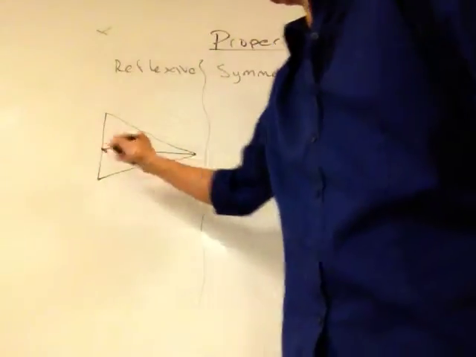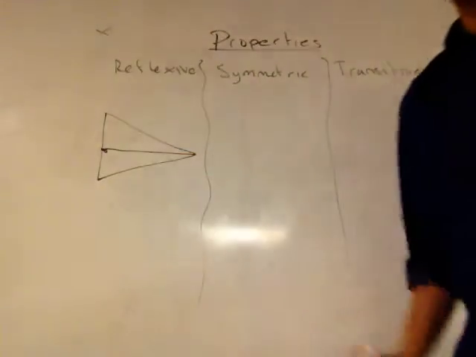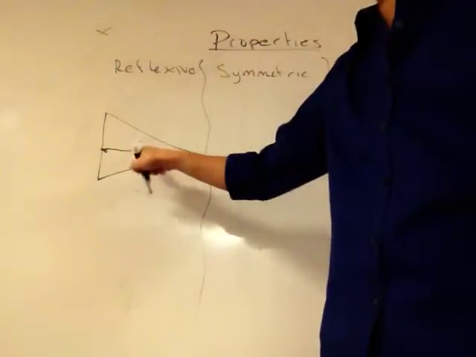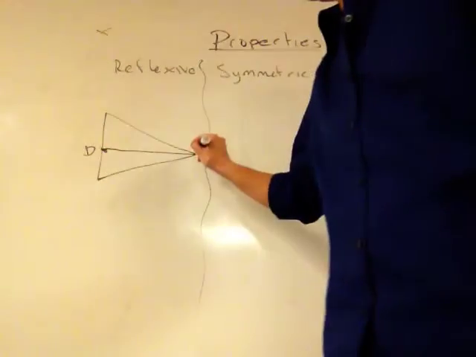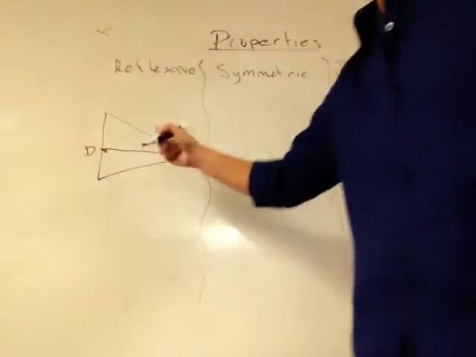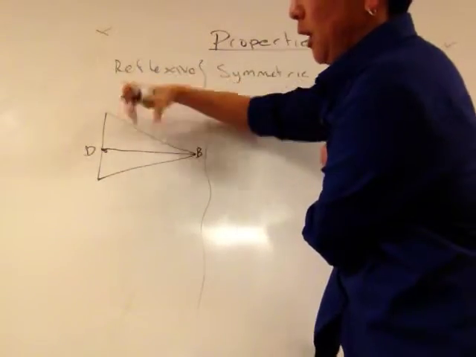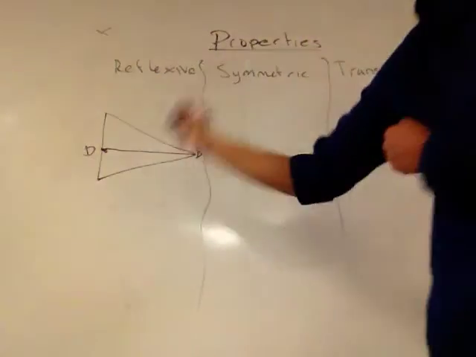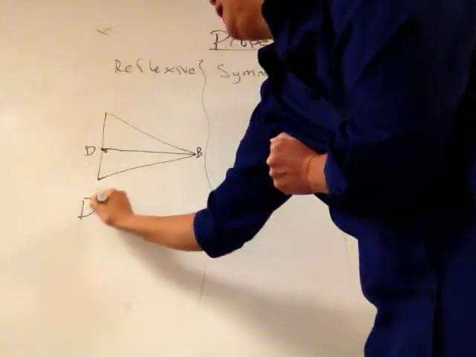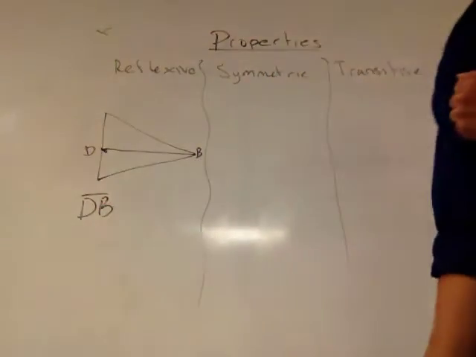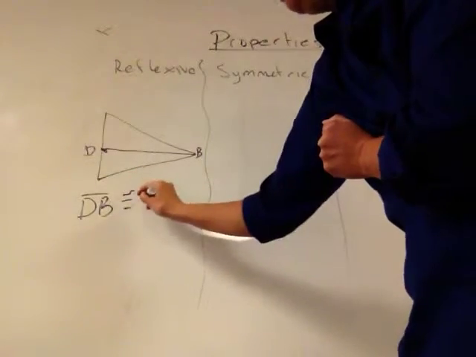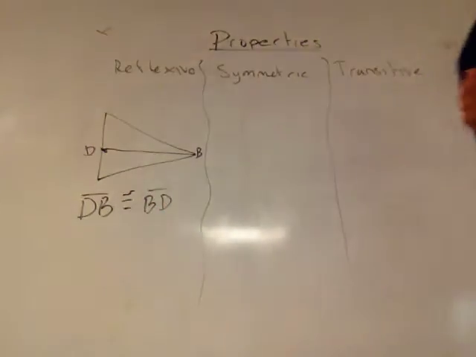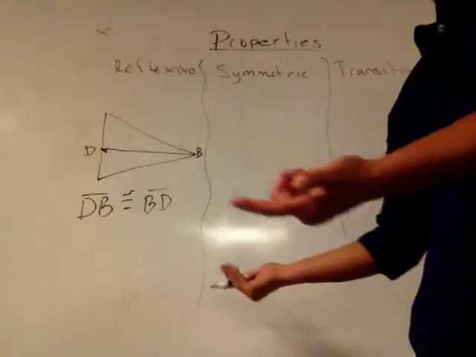We can see one big triangle and two little triangles, and if these two little triangles share a side, then we know something about this piece. Even though this piece belongs to the top triangle as well as the bottom one, I can say that line segment DB is also congruent to line segment BD. The order I write them in doesn't matter.